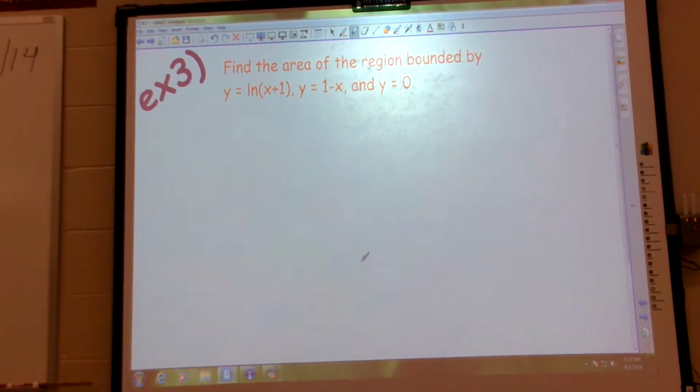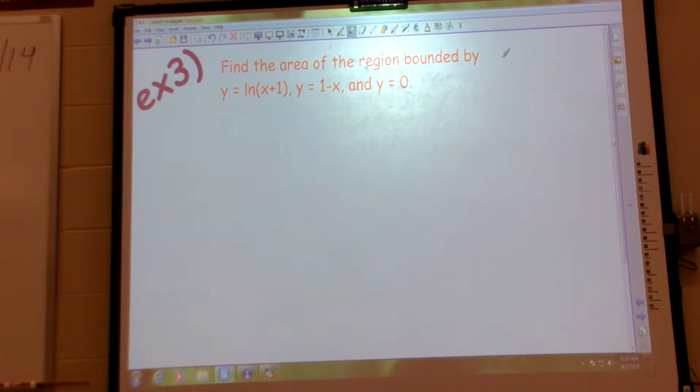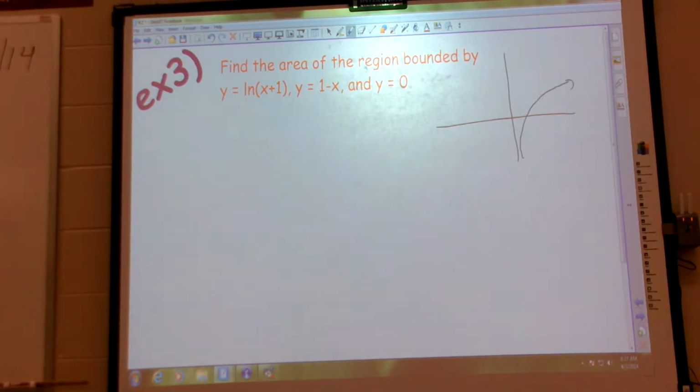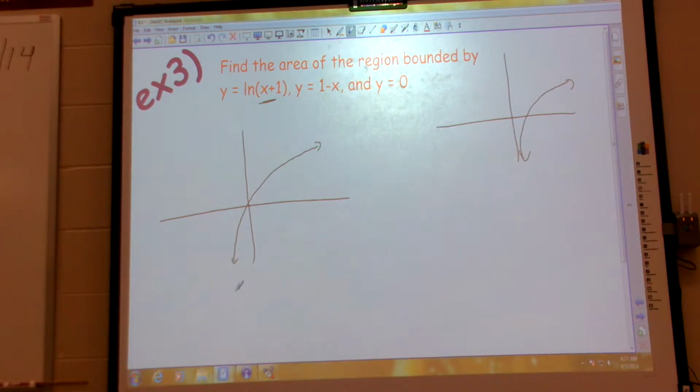No. We know what natural log looks like. You should. That's one of your functions you're supposed to know from the beginning of the year. Natural logs look like that, correct? Correct. What does adding 1 inside the function do? Moves it left. So I really have left 1 will go through 0, correct? Like that. Instead of going through 1, it will now go through 0.